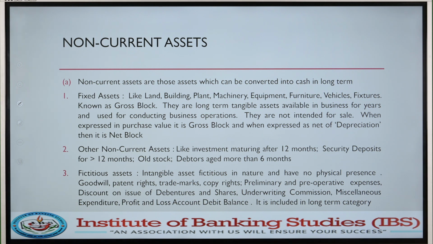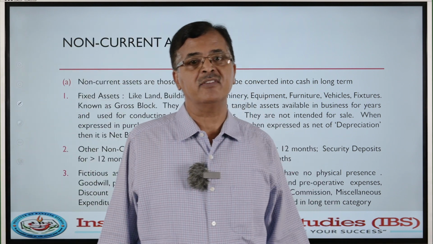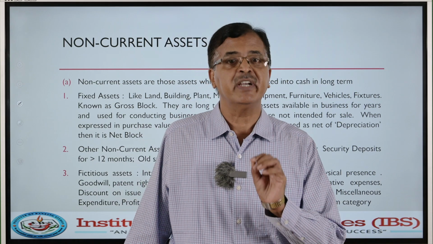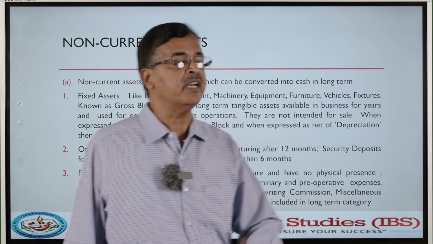Examples are fixed assets like land, building, plant, machinery, equipment, furniture, vehicles, fixtures, which are known as gross block. They are long-term tangible assets available in the business for years and used for conducting business operations. They are not intended for sale. When expressed in purchase value, it is gross block, and when it is expressed net of depreciation, then it is net block. So friends, remember this, whenever the word block is used in the balance sheet, it denotes fixed assets. If it is gross, it is at the purchase value. If it is net block, then it is after depreciation.